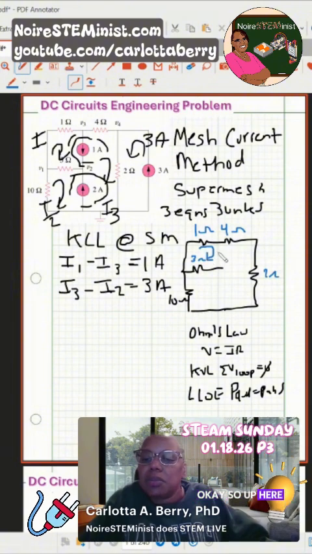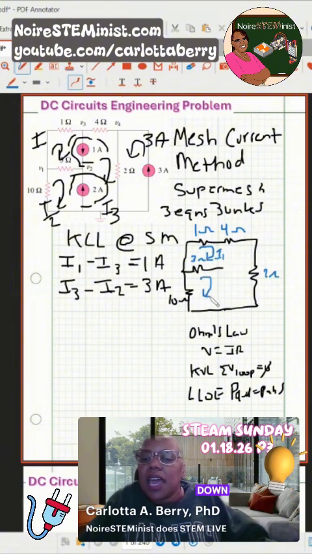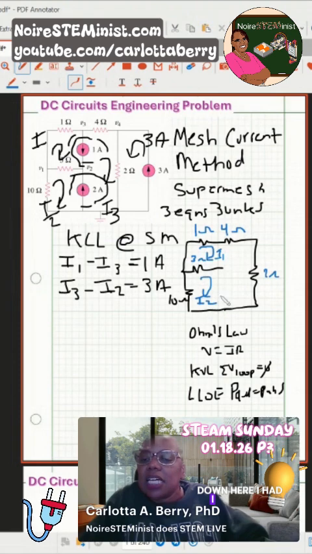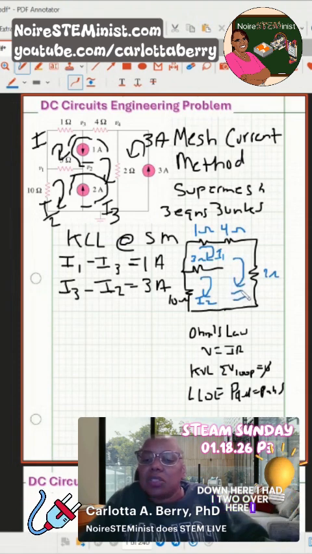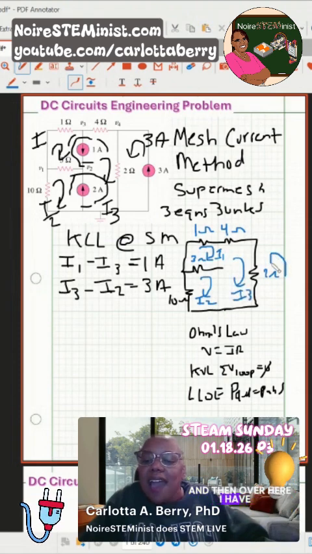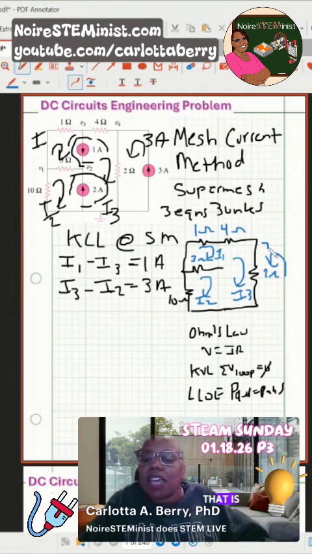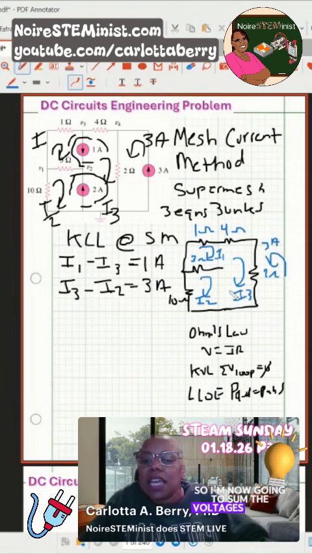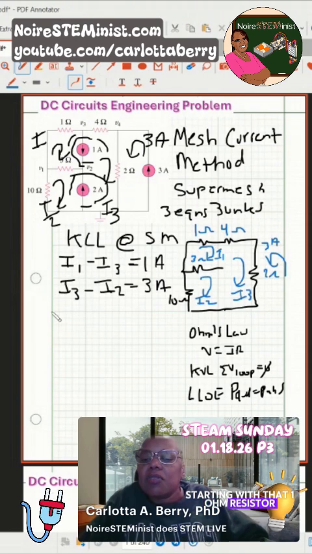Up here, I had I1. Down here, I had I2. Over here, I had I3. And then over here, I have a counterclockwise current that is 3 amps. So I'm now going to sum the voltages around this loop, starting with that 1 ohm resistor.